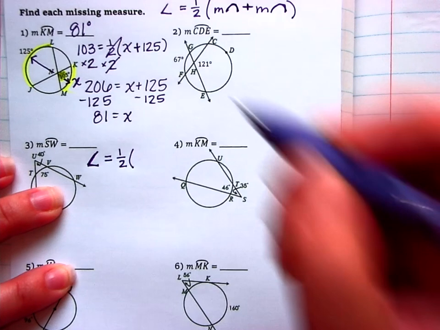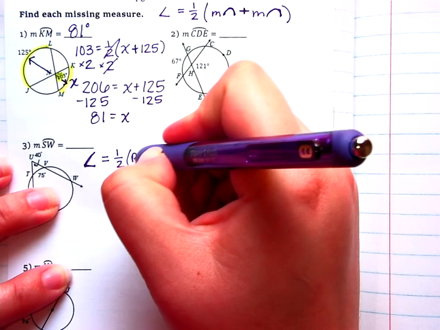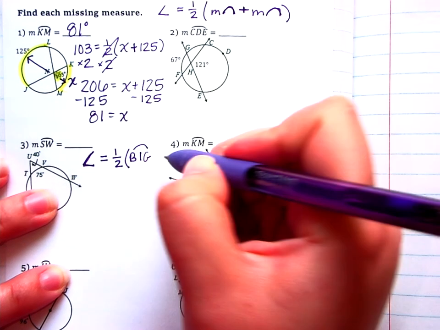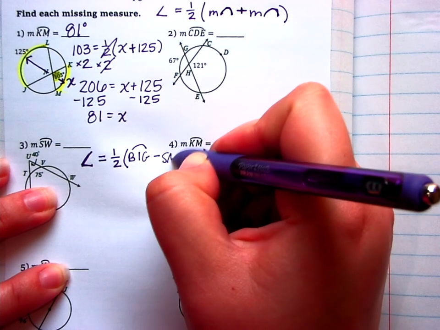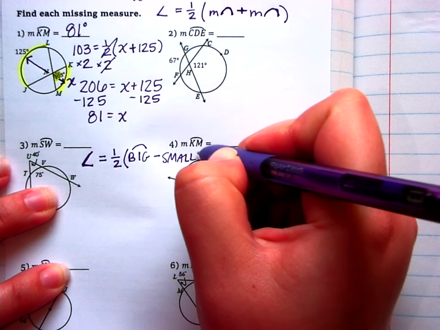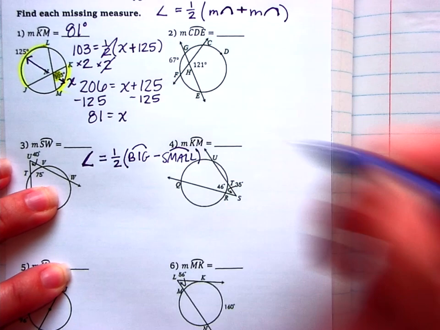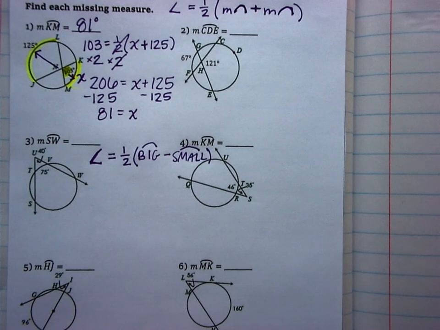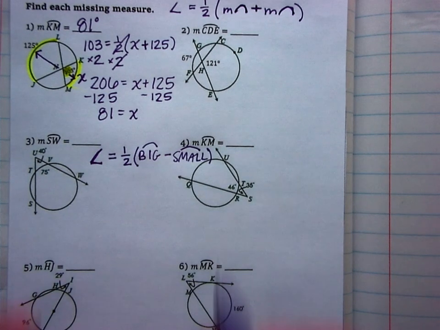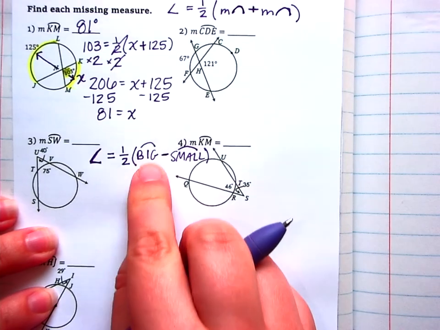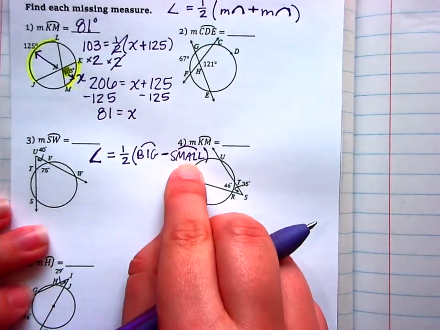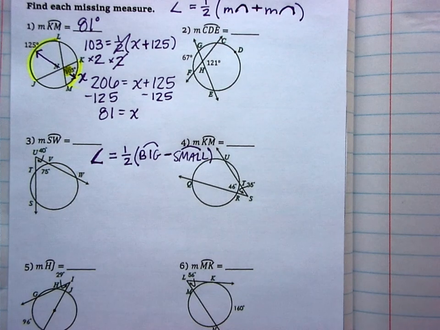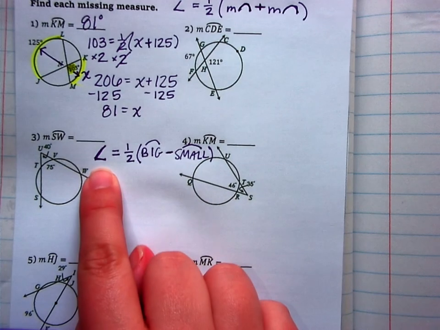and you need to be careful because if we're subtracting, we need to do big arc minus small arc. Since it's subtraction, we can't really get a negative. We can't do small minus big. We have to do big arc minus small arc. That is the setup that you're going to use to solve for the angle.